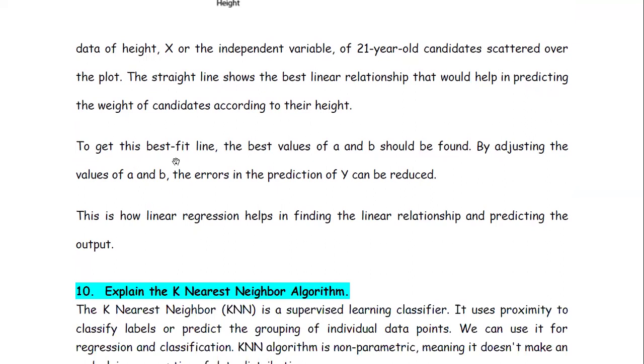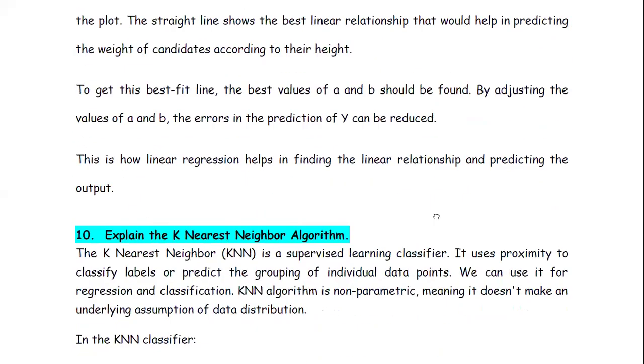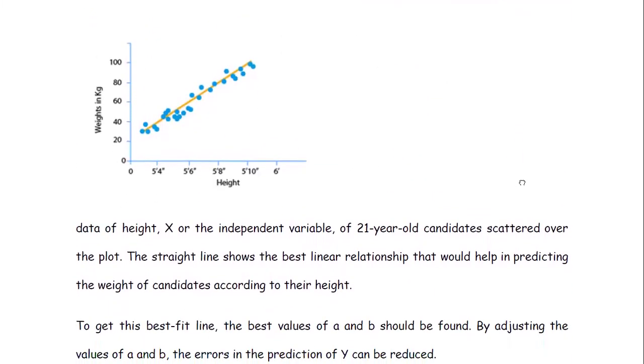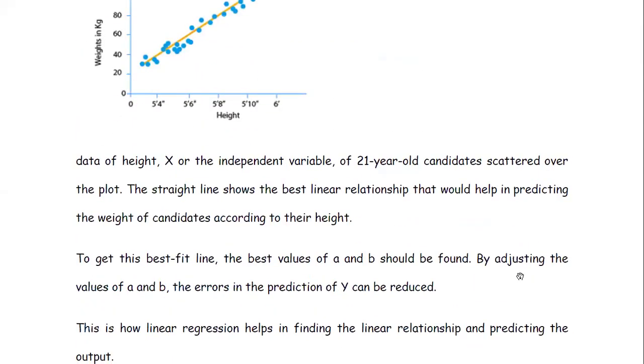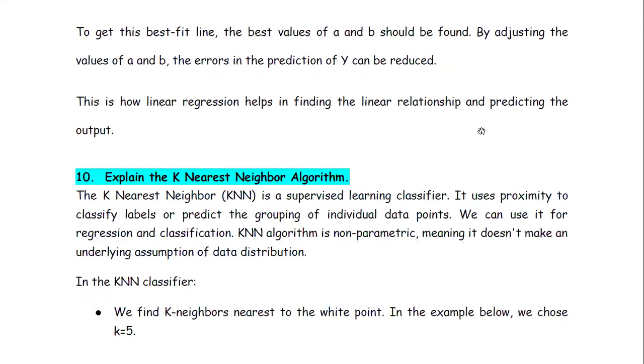Now to get the best fit line, the best values of a and b should be found. Very obvious. By adjusting the values of a and b, the errors in the prediction of y can be reduced. This is how linear regression helps in finding the linear relationship and predicting the output. So very clear to you now: linear regression, y = a + bx, a is the intercept, b is the coefficient, x is the independent, and y is the dependent variable. A common example is the height-weight problem. We try to find the weight with respect to height using linear regression.